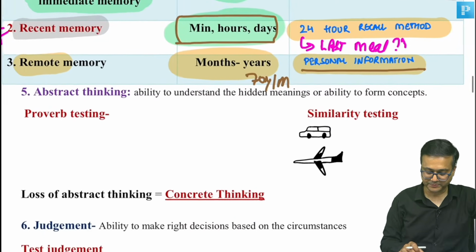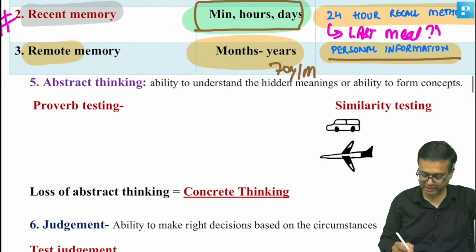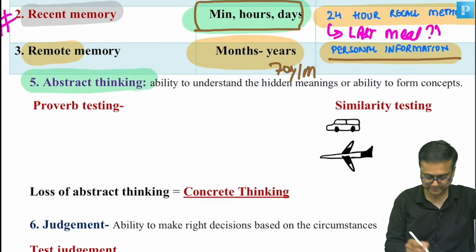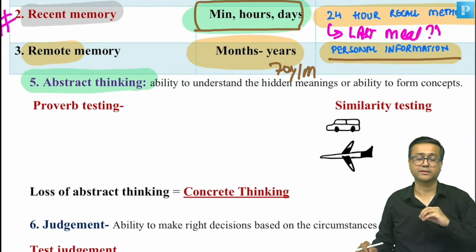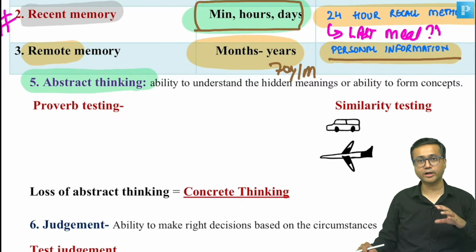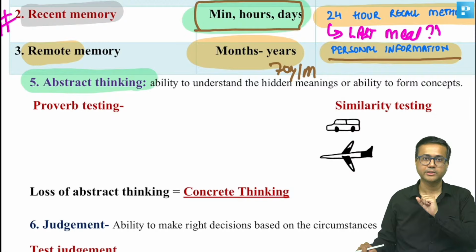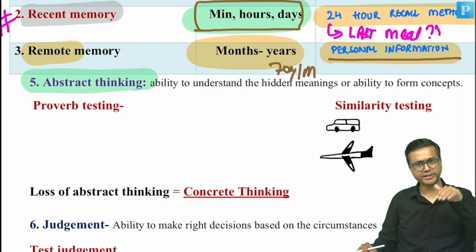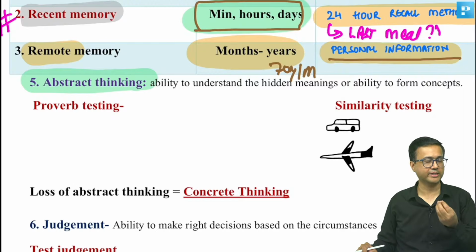Beta, a few more points in the MSE. Let's now discuss abstract thinking. What do you mean by abstract? Abstract means the ability to understand hidden meanings, or the ability to form concepts. All of us are able to understand hidden meanings sometimes. So normally we have abstract thinking.